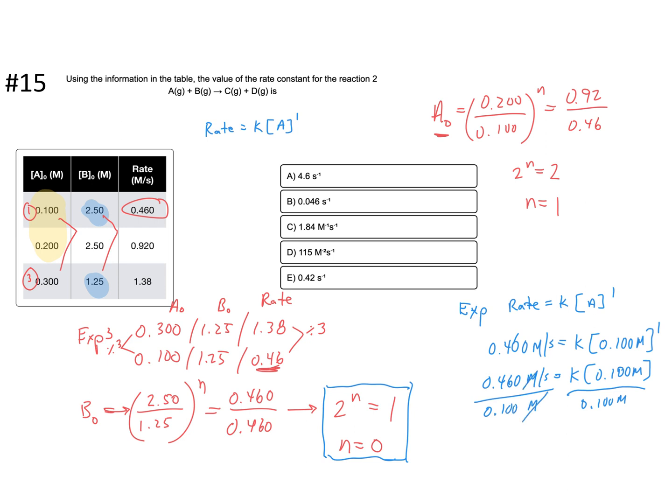Molarity cancels out, and we're going to get 4.6 inverse seconds as our rate constant for this reaction. So that gives us choice A for question 15. Again, just like question 14, this is a little bit more tricky than what I would give in an exam situation, because I would give you a fourth entry where one of these was kept constant and one of these was kept constant.